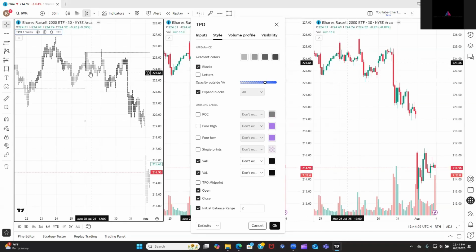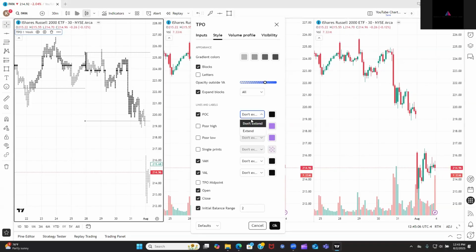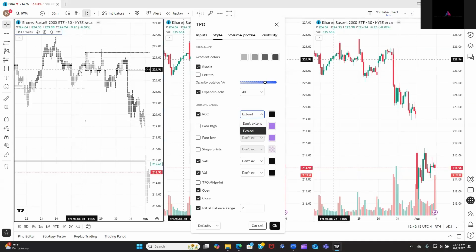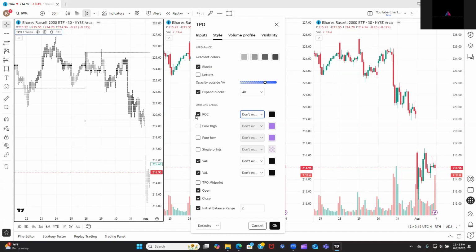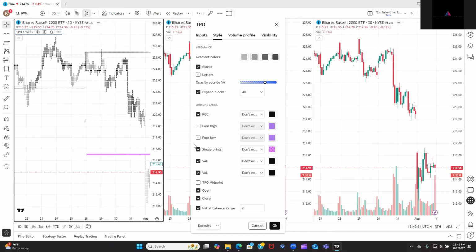Otherwise, you turn it off, it'll go away. So right here was the POC. Click it, it shows you the POC. And I don't have anything extended. You can have it extended if you want to show it further to the right, but all I need is to know where it is. So I have it on. I don't need to know poor high, poor low. Single prints I do turn on, but you don't really need it. If I turn it on, you make it whatever color you want. Now you can see here, right here is a single print for the week. I do have that on, so we'll keep that there.